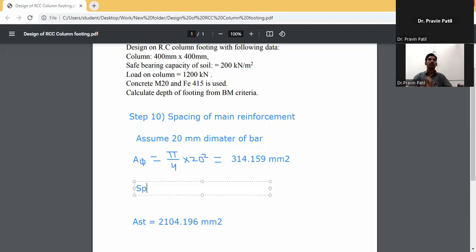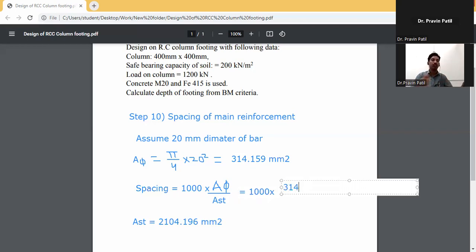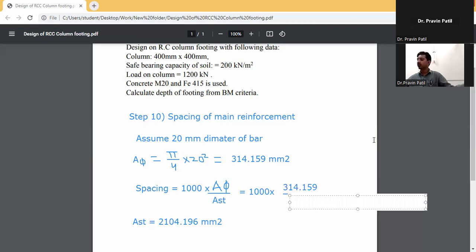Spacing is equal to, we note the formula, 1000 into phi by 8, 1000 into area of one bar, 314.159, divided by Ast, area of steel in tension, which we calculated, it is 2104.196.